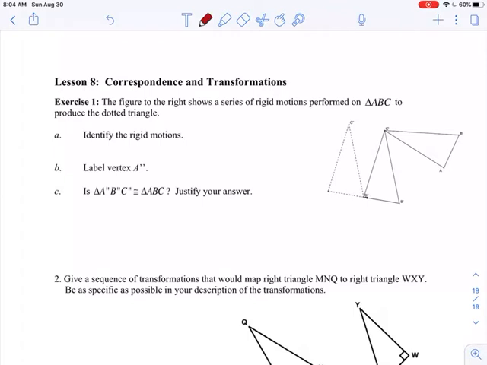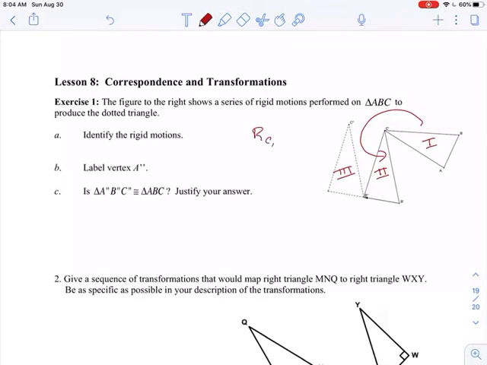So exercise 1, I have a figure to the right shows a series of rigid motions performed on triangle ABC, which is this one all the way on the right. I did something that it became this triangle here in the middle, and then finally it became this dotted one off on the side. So I have to identify the rigid motions. How did I get from triangle 1 to triangle 2? It looks like you might have reflected it, but you actually rotated this all the way around.